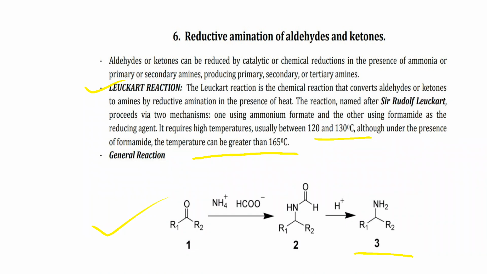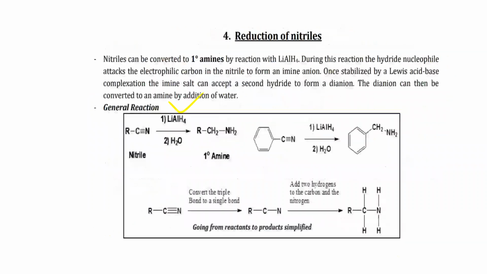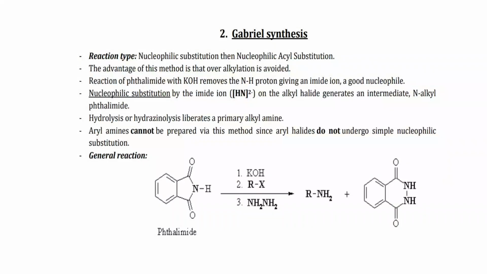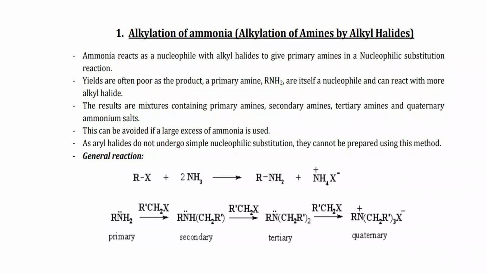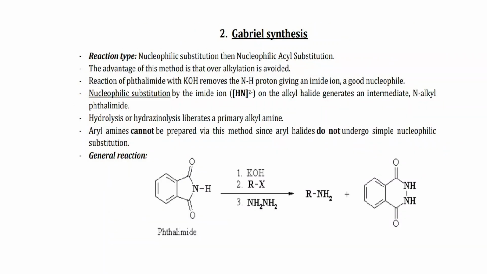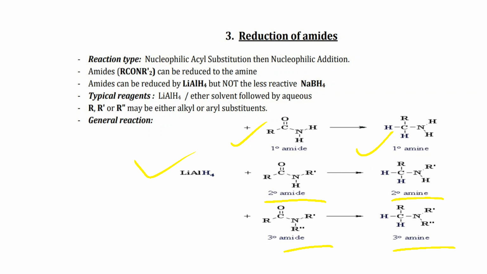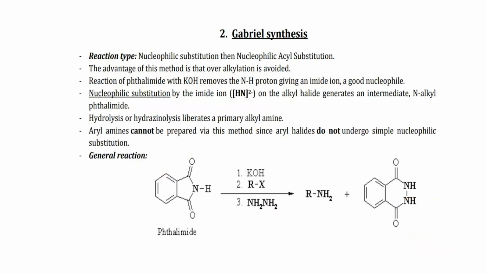These are the important methods of preparation of amines. First, the alkylation of ammonia. Second, Gabriel synthesis. Third, reduction of amide. Fourth, Gabriel synthesis is not important in the second semester, but the Gabriel synthesis reaction type is very important.